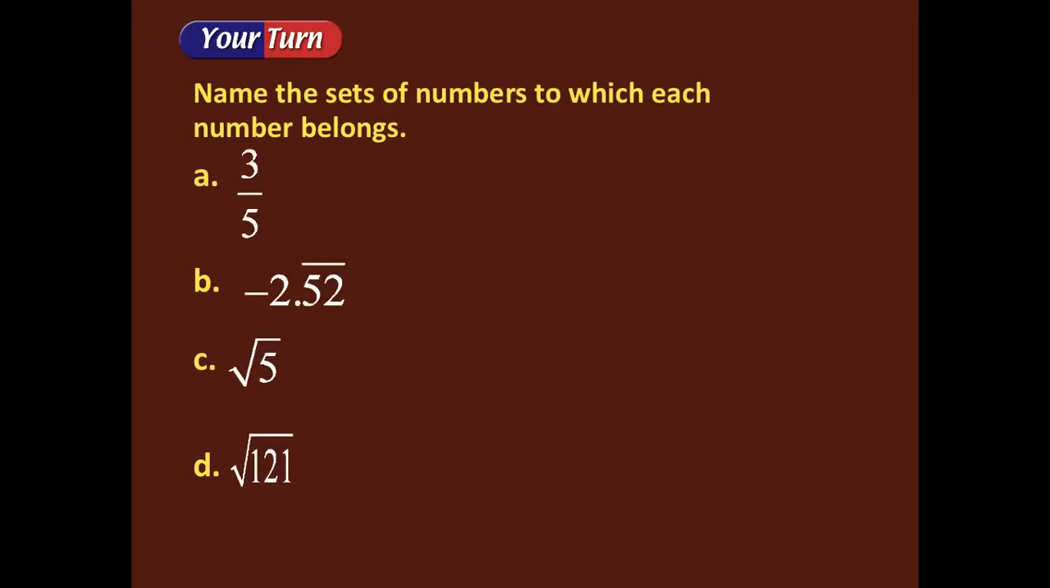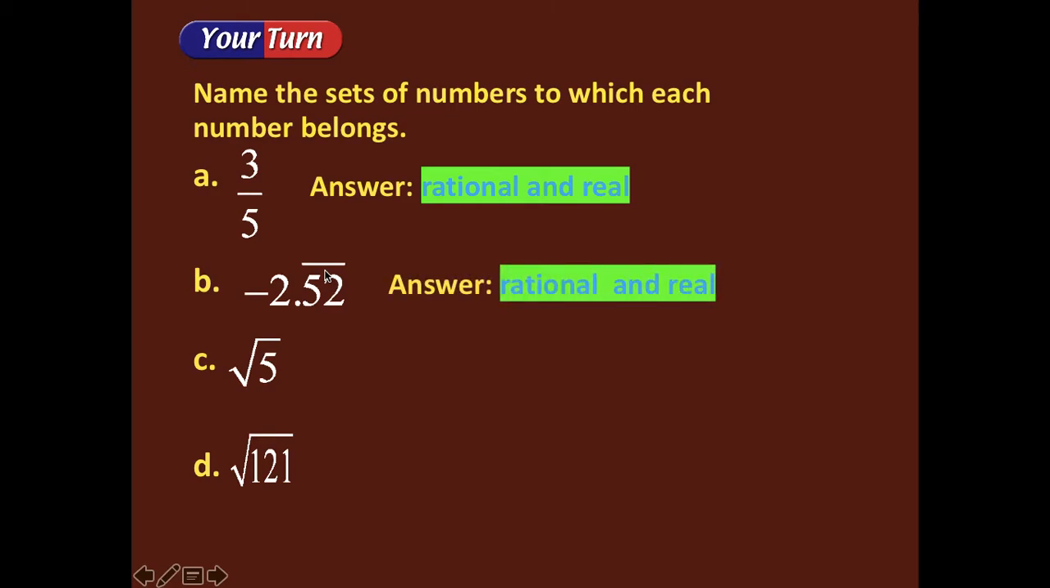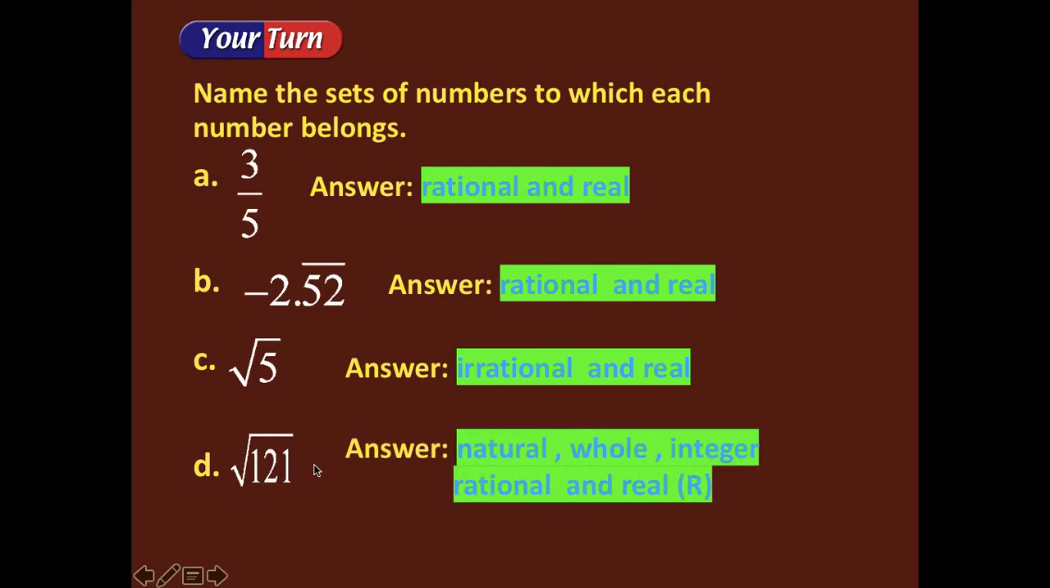Now your turn to name the sets of each number. 3 over 5, it's a fraction, so first change it. It's a rational and real number. Negative 2.52, and it's repeating, so it's again a rational and real number. Root of 5, we know that the square root of 5 is not a perfect square, so it is irrational and real. Then we have root of 121. So square root of 121 is 11. So it's a perfect square. So it can be rational, real, natural, whole, or integer.